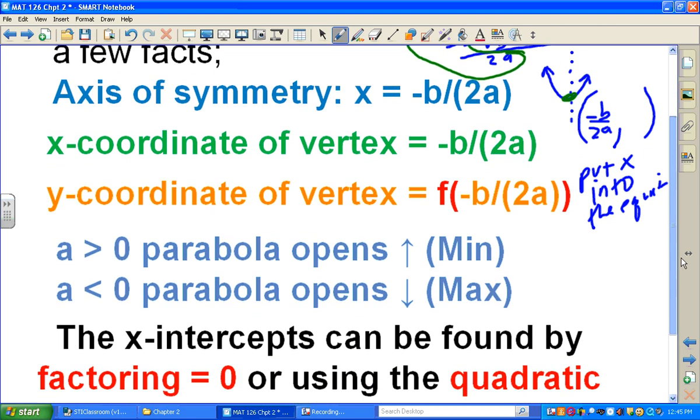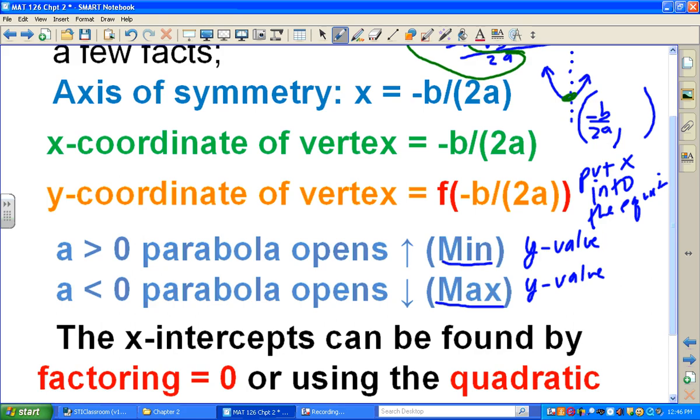If a is positive, it opens up, and we consider that to be a minimum. We've already talked about that. If a opens down, we consider that to be a maximum. Make sure you know I'm talking about the minimum y value and the maximum y value. Okay? Not just any old y value, but the minimum or the maximum y value on the entire graph.